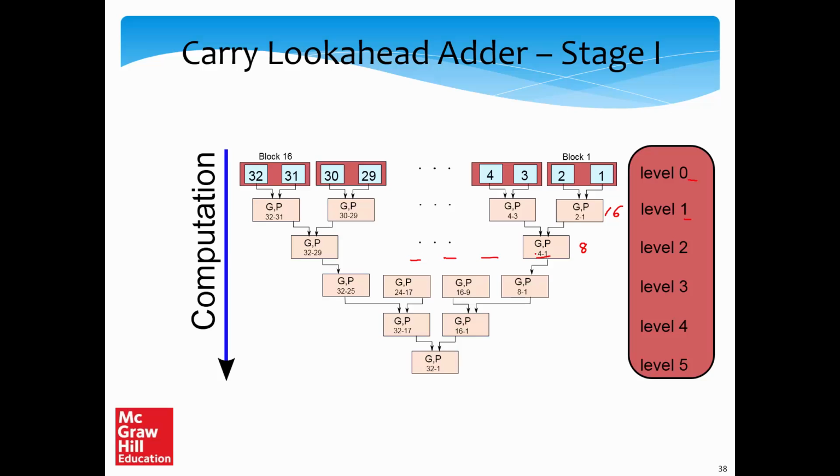Then what we do is we take those 8 blocks and coalesce them into 4 blocks by computing the GNP functions from bit pairs 1 to 8, GP functions from 9 to 16, GP functions from 17 to 24, and 25 to 32. And then we again coalesce them to find the GP functions from bit pairs 1 to 16 and GP functions for bit pairs 17 to 32. And then finally we compute the GP function for the entire block of 32 bits, right, which is from 1 to 32.